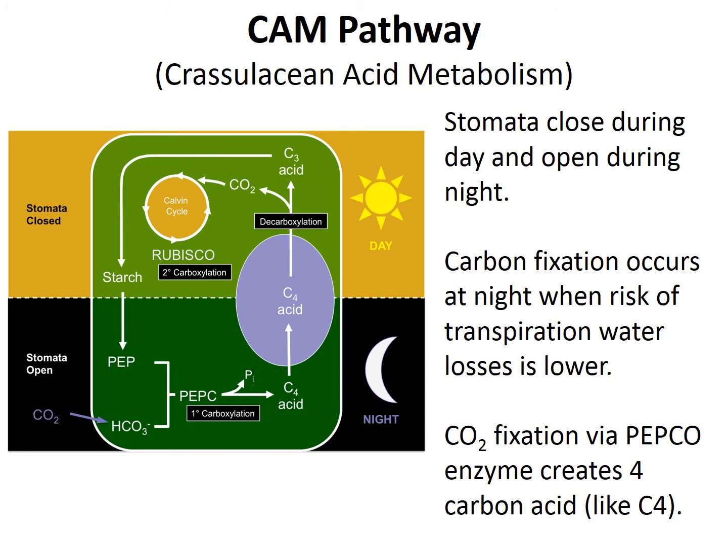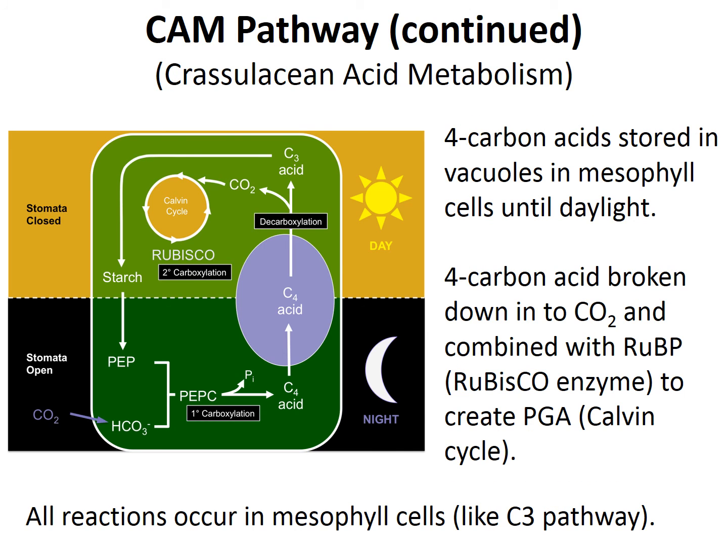So like the C4 pathway, that initial carbon dioxide fixation is going to use a PEPCO enzyme and create a 4-carbon acid, just like the C4 pathway. These 4-carbon acids are then stored in vacuoles in the mesophyll cells until daylight. Now, this is one way that the CAM pathway is similar to the C3 pathway in that the whole reaction is happening in the mesophyll cells, unlike the C4 pathway where it's happening in the mesophyll cells and then the 4-carbon acid is being shuffled across to the bundle sheath cell. Here it's all happening in the mesophyll, but it's being stored in these vacuoles until daylight.